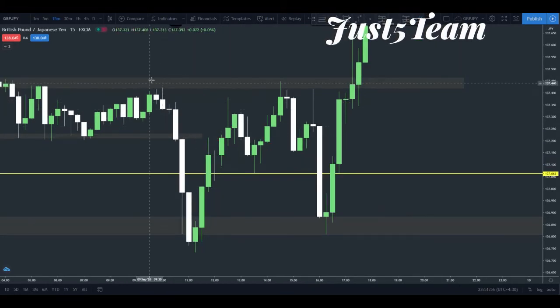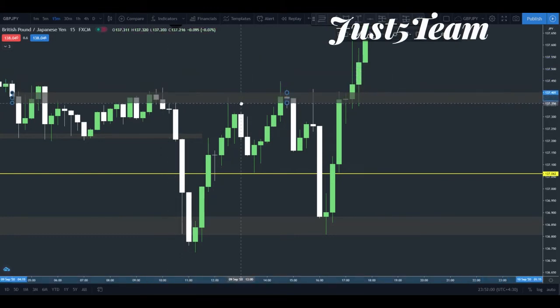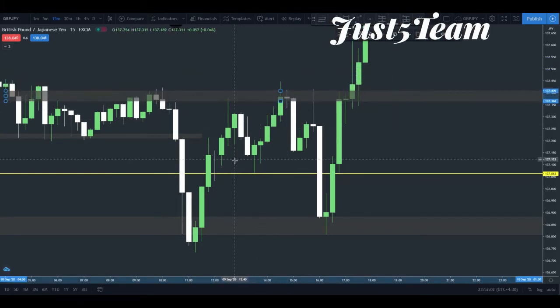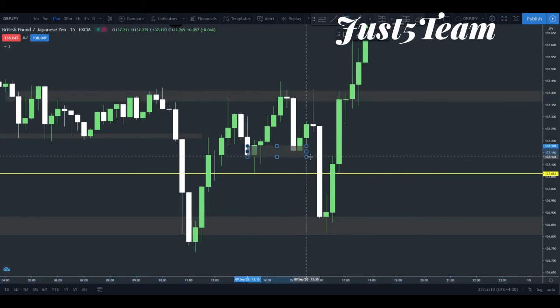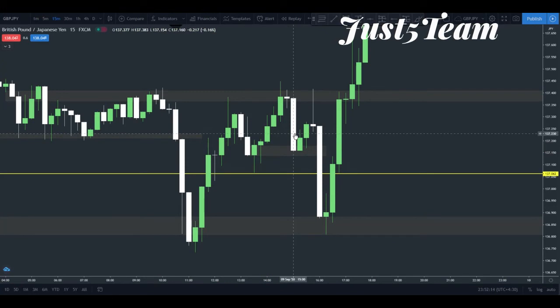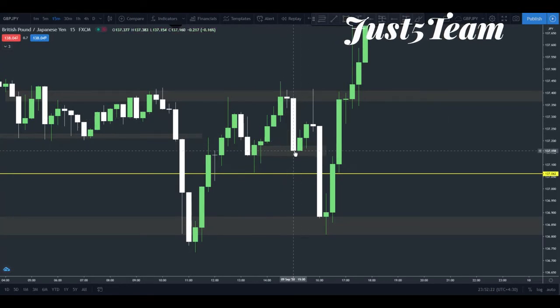And because this zone is not fresh, we will find a fresh zone that could be around here. As you see, it's respected perfectly. It came back down, and here in the minor zone we have a zone around here. Yes, and as I showed on the page, price came. It could be this area. It just came to this zone.